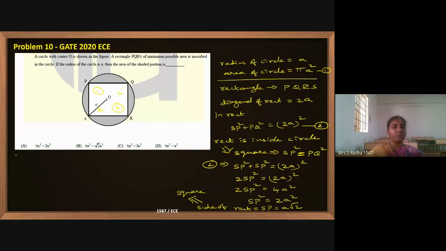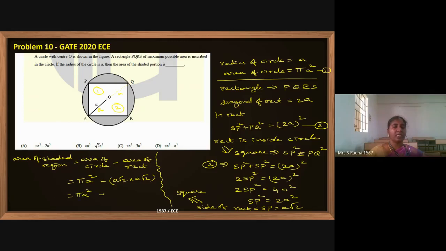Now the area of the shaded region is nothing but the area of the circle minus the area of the rectangle. The area of the circle is pi A square. The area of the rectangle is length into breadth, and all the sides are of equal length, so A root 2 into A root 2. So it is pi A square minus 2 times A square. Option A is the correct answer.